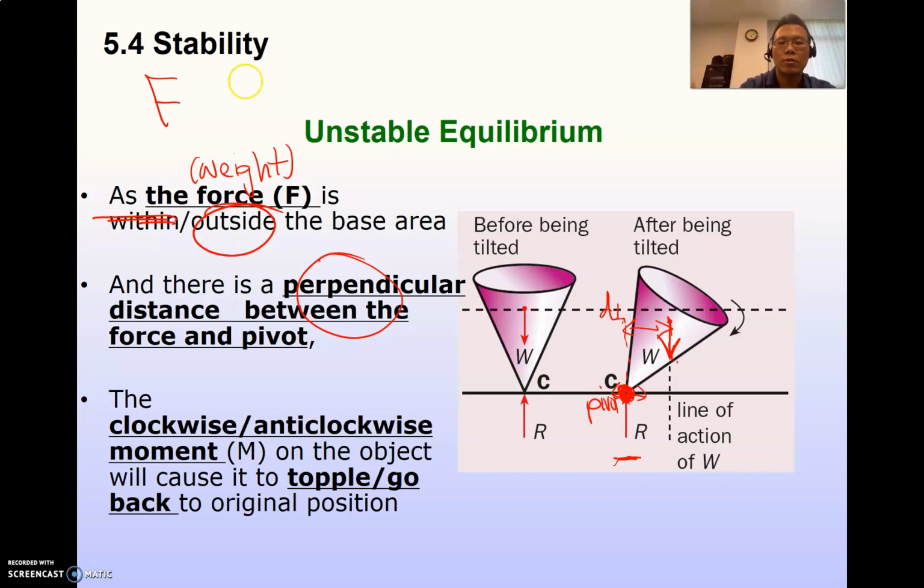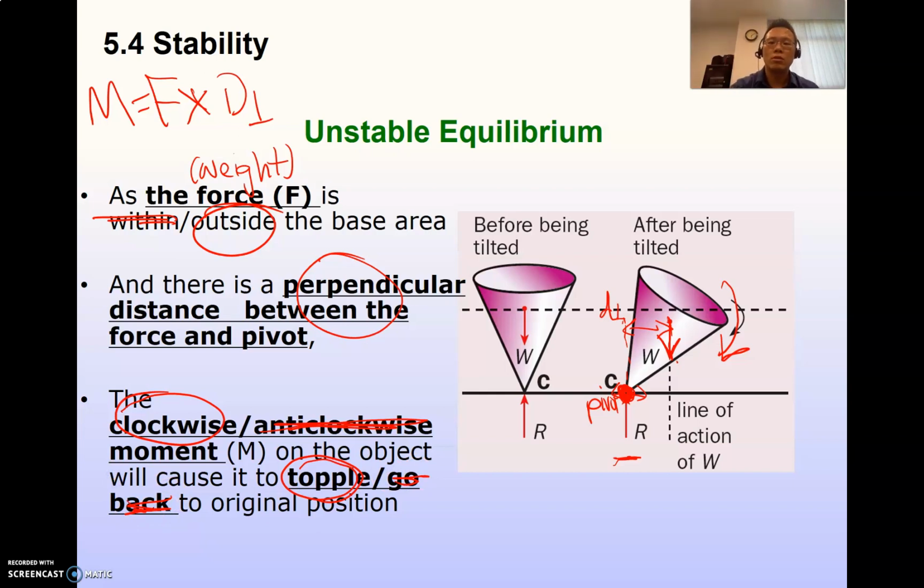So once I have force, I have a perpendicular distance. The relationship between them will be moments. The force and perpendicular distance in this instance cause the object to rotate clockwise. So the moments that students need to tell the marker is the correct moments, which is clockwise moments. And after that, the correct outcome. The clockwise moment will cause the object to topple. It will not go back to the original position.